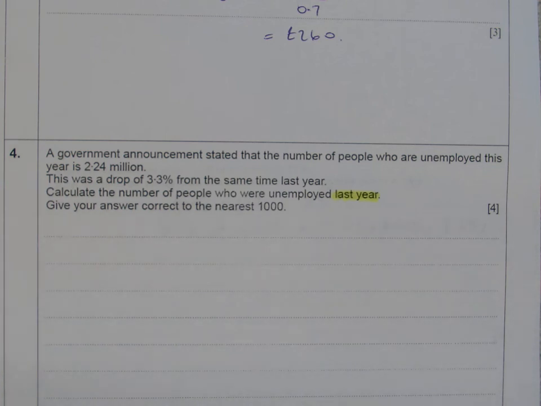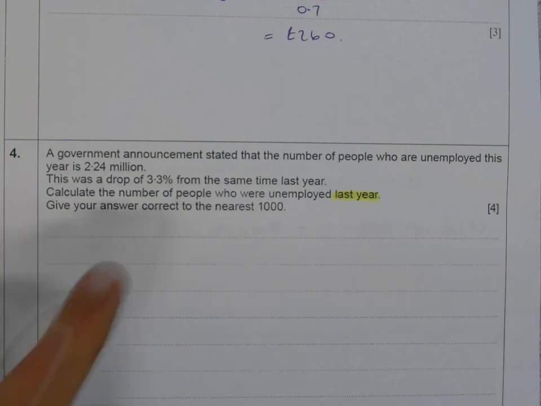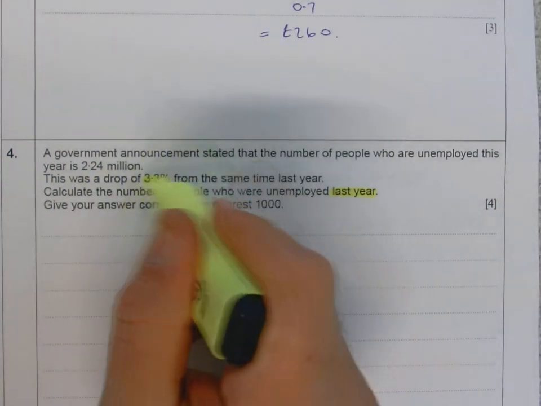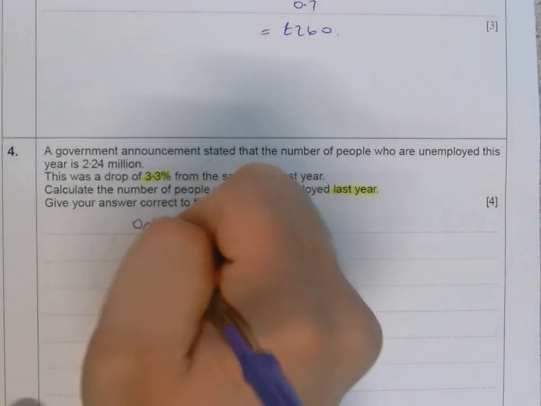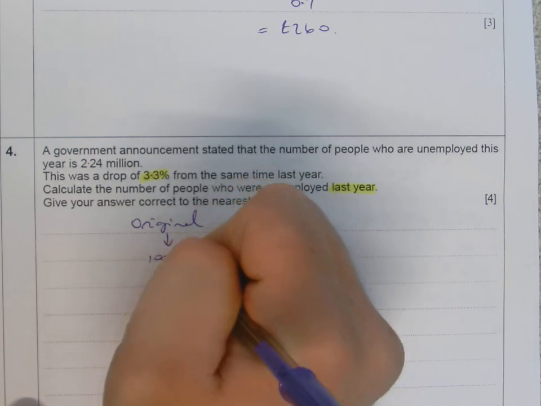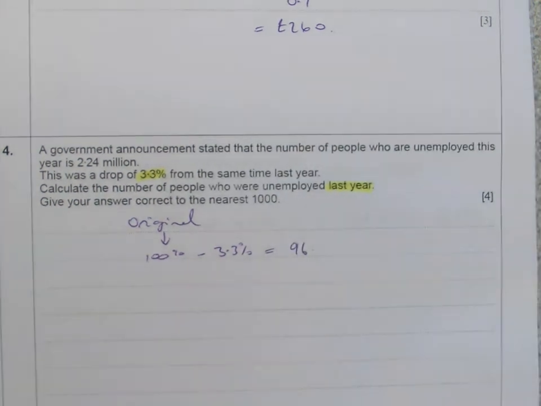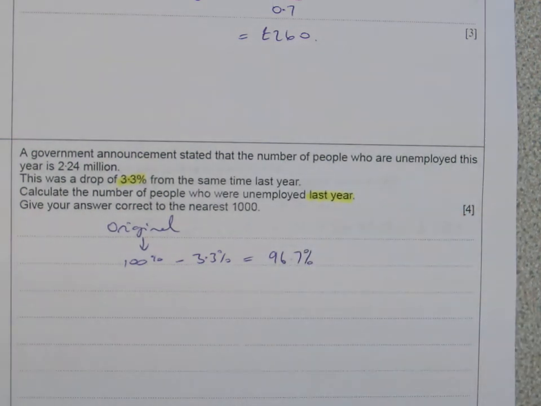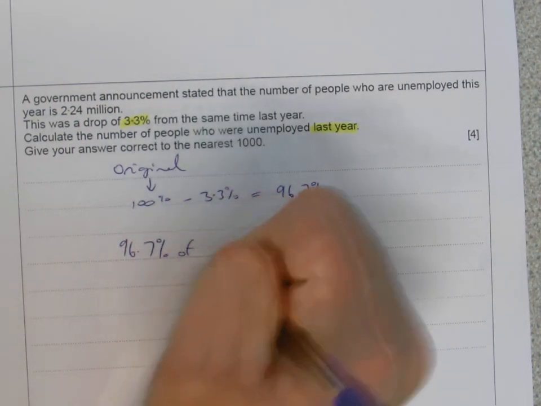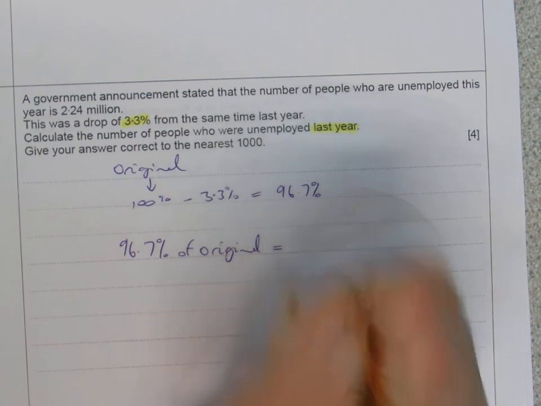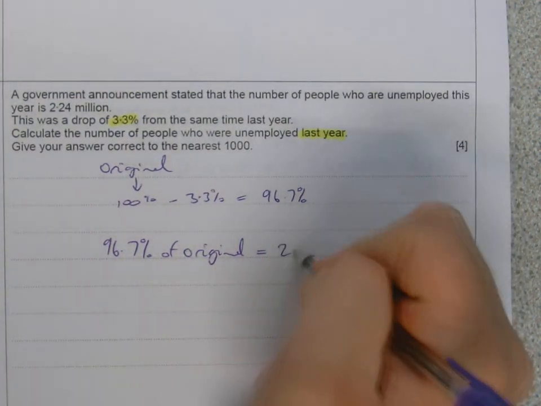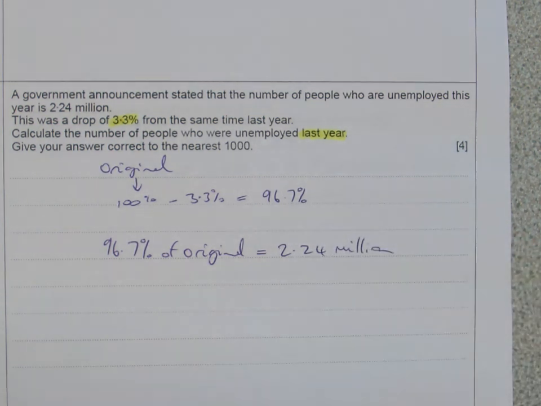So in terms of working out last year's one, let's think about what's going on here. It was a drop of 3.3%. So if we think of last year's, again, I tend to use that word original, representing 100%. There was a drop of 3.3%. So you work that out on your calculator. I think that's 96.7%. You check on your calculator, make sure that's right there. So if we work out 96.7% of last year's, that would equal 2.24 million. Now we don't need to change that. You could leave it like that for a minute. You don't need to write it in terms of numbers. We could put it as 2.24 million.